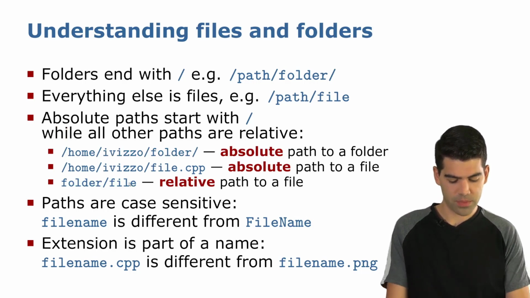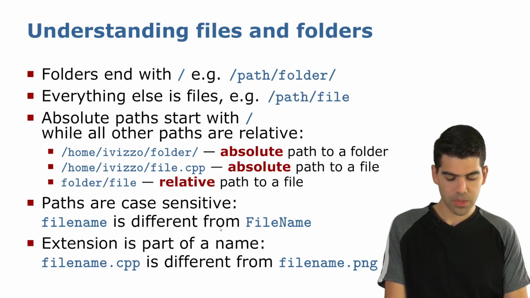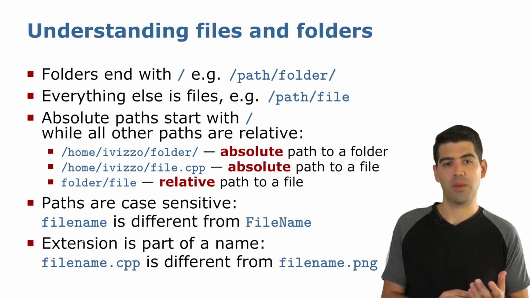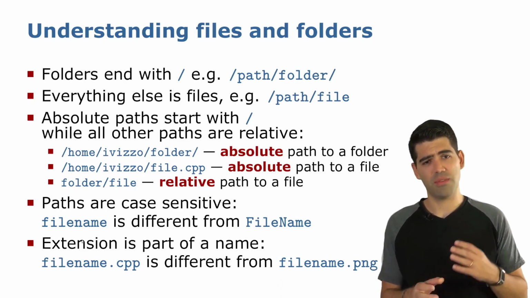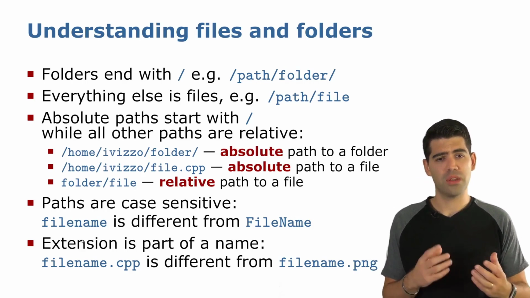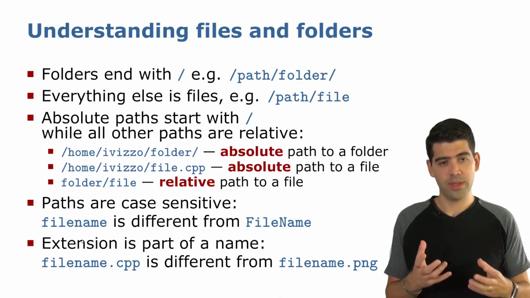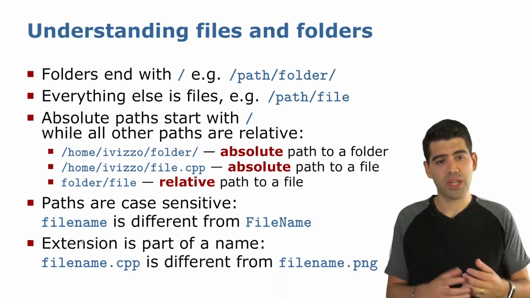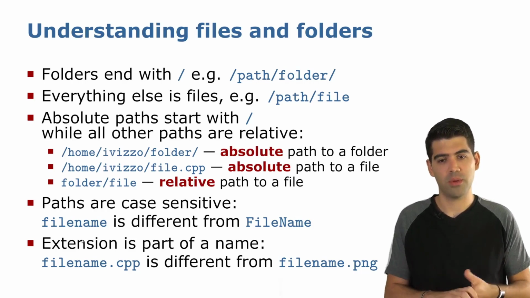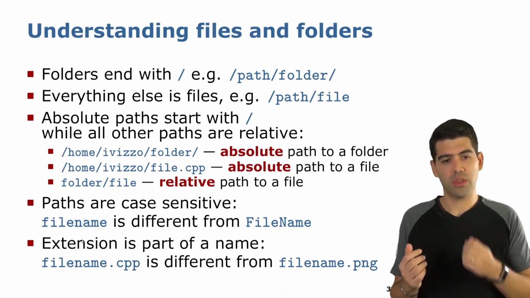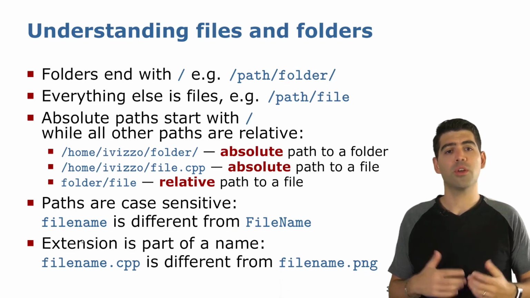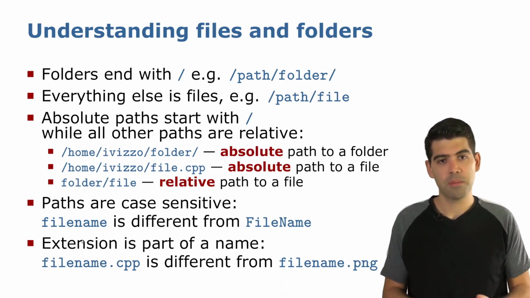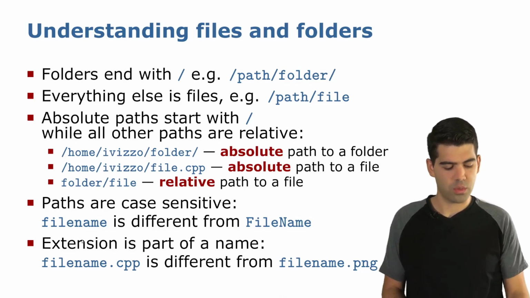So these two file names over here are completely different, and the extension is part of the name. The extension doesn't mean anything particular or rather special, it's basically part of the file name. So filename.cpp is only different from filename.png, not because they are different kinds of files, but basically because the name is different.